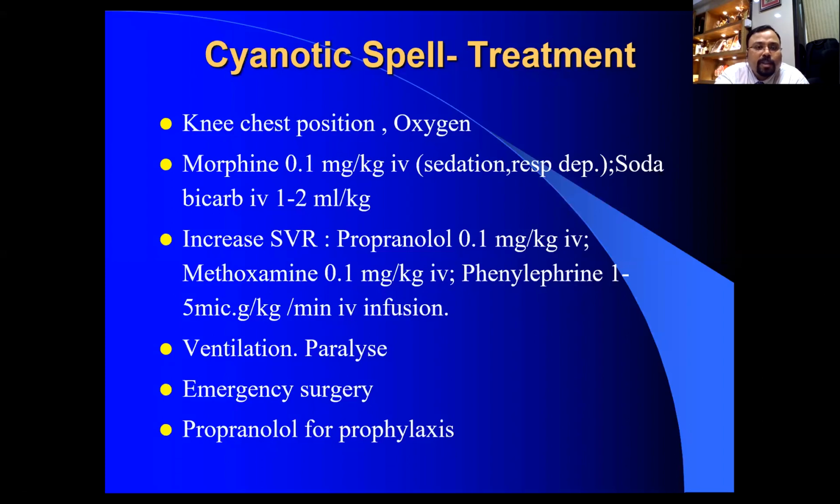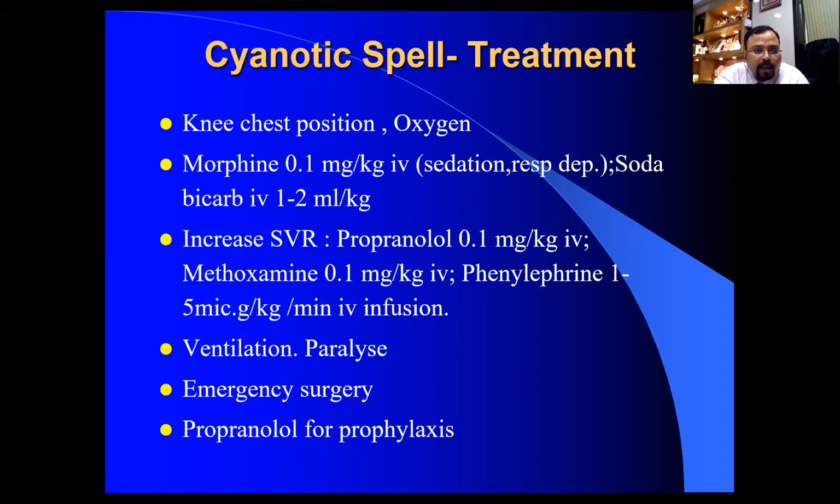Give knee chest position, give oxygen, morphine 0.1 mg per kg for sedation. It will depress the respiratory and cardiac center. So first treat tachycardia and tachypnea by giving morphine. Give soda bicarb at 1 to 2 ml per kg and try to increase systemic vascular resistance by phenylephrine at 1 to 5 microgram per kg per minute, IV infusion. Sometimes we start vasopressin.